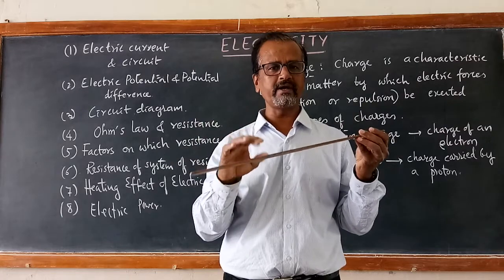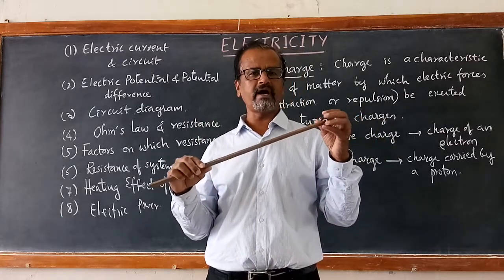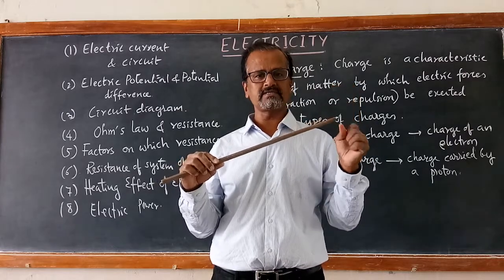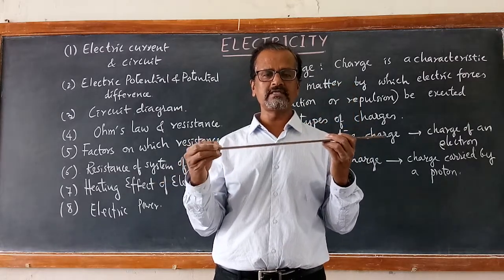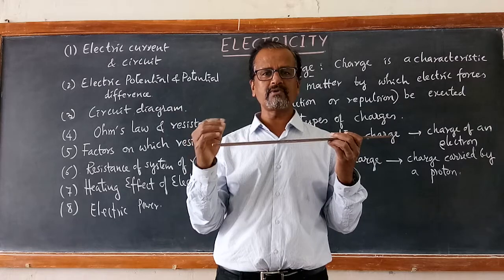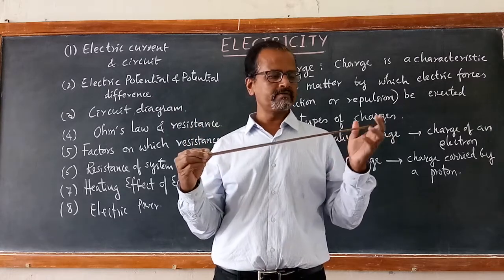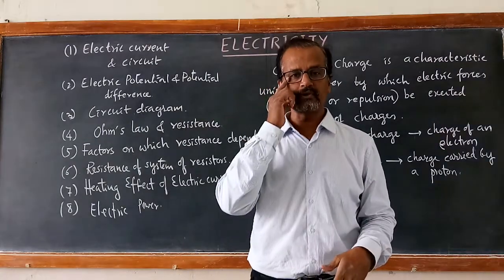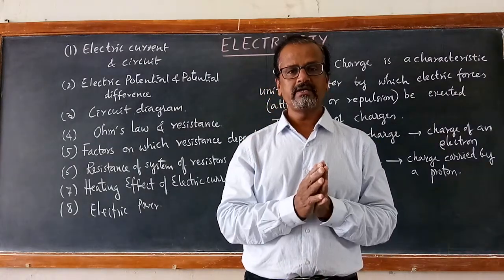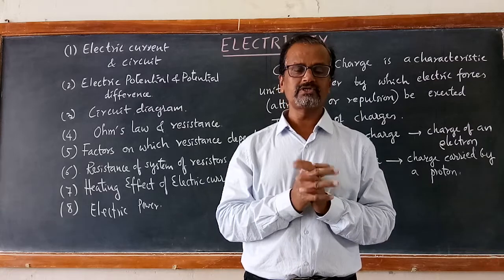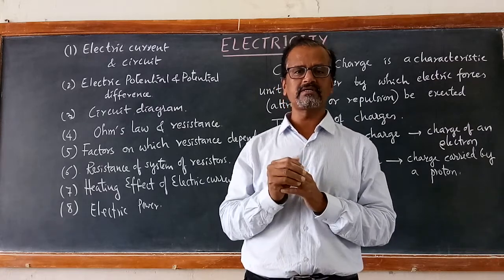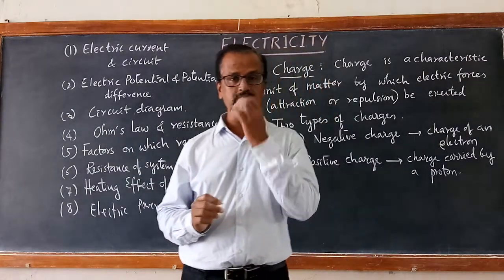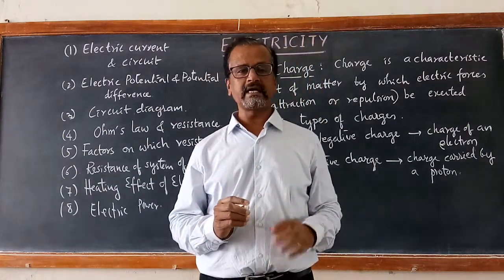So in a rough way I can say the point of higher potential is where a high amount of charge is present, and the point of lower potential is where there is less charge present. So charges flow from higher potential to lower potential. For the flow of charges there is a requirement of potential difference. We will define the potential difference a little later.